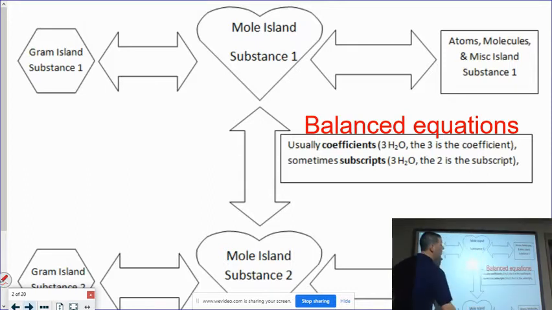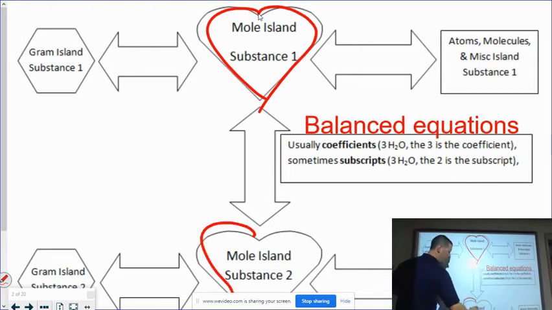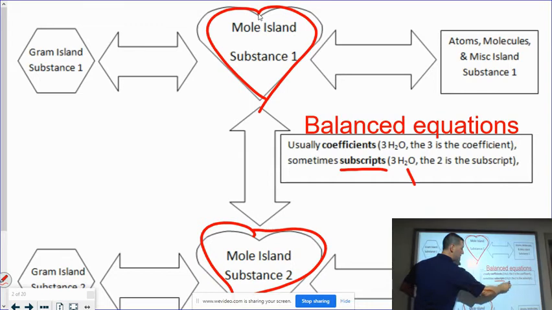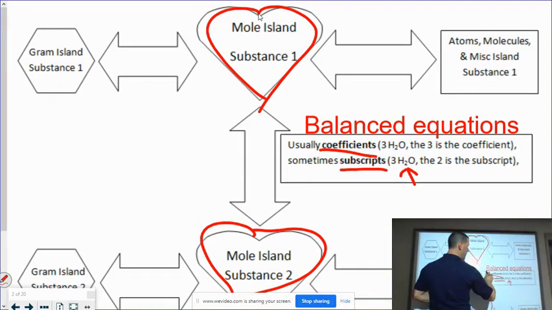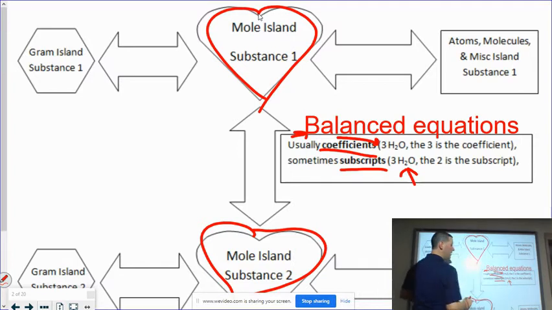Today we're going to be going from Mole Island to Mole Island, and in the last unit we used subscripts, which are these little numbers like the 2 in H2O. But today and in this unit we're going to use coefficients, which come from balanced equations. And so we're going to be using the numbers out in front of the chemical compounds. So a lot of the work that we're doing today is very similar to what we did in the previous unit. We're just using coefficients instead of subscripts.